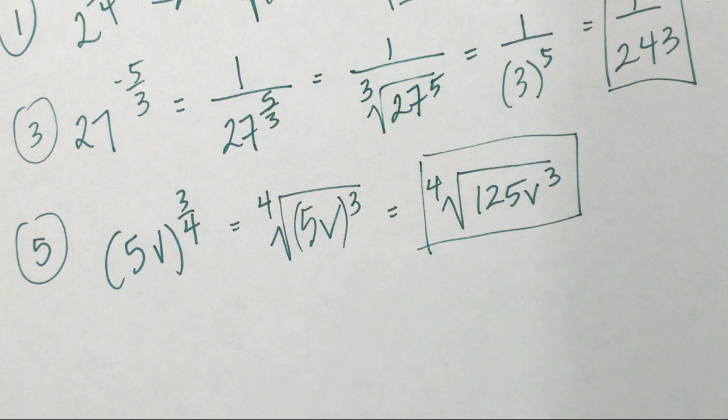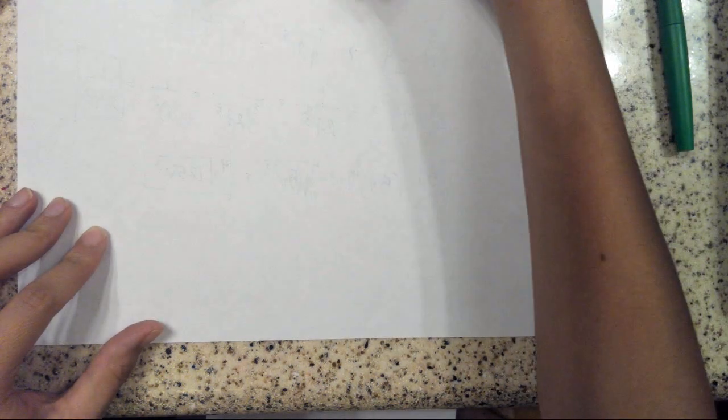Alright, that concludes that part. I'm going to go to the next section where it says write each expression in exponential form. So we have number 7. Let's zoom out just a little bit.